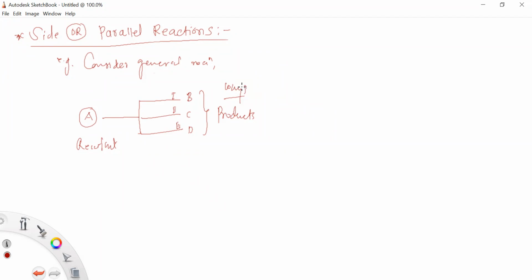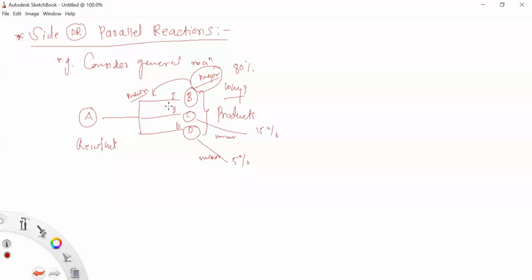In these reactions, the reaction gives a maximum and a minimum product. Suppose B is 80% yield, C is 15% yield, and D is only 5% yield. Okay. So this is the major product and these two are the minor products, right? This major product path is called the main or major reaction.